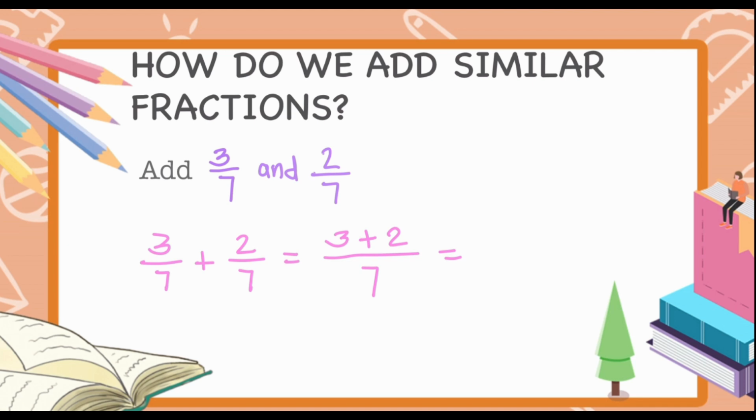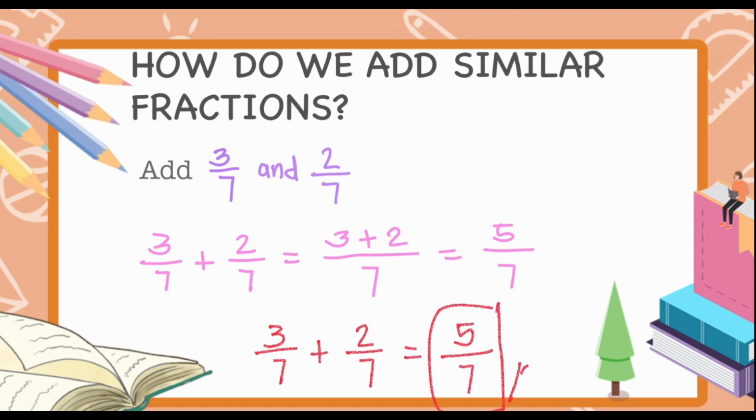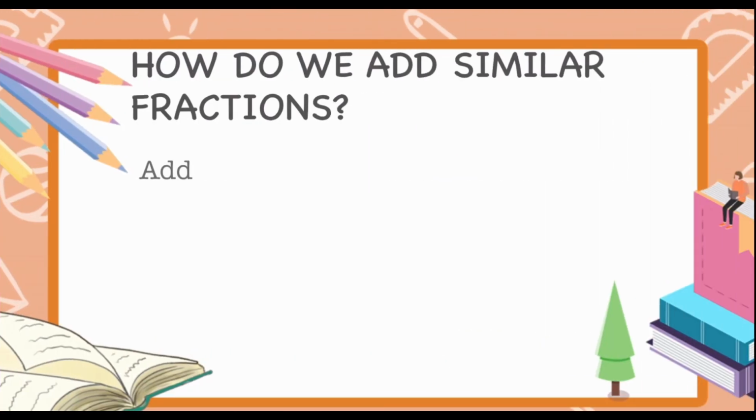Okay? And then, solve. 3 plus 2 is equal to 5. And then, copy the denominator 7. Therefore, 3 over 7 plus 2 over 7 is equal to 5 over 7. That is our final answer. Okay, let's have another example. Let us add negative 2 and 3 over 8 and 7 over 8.